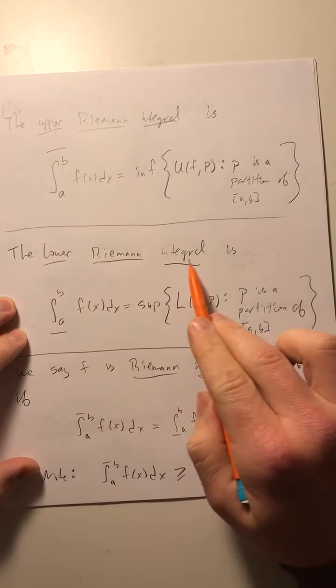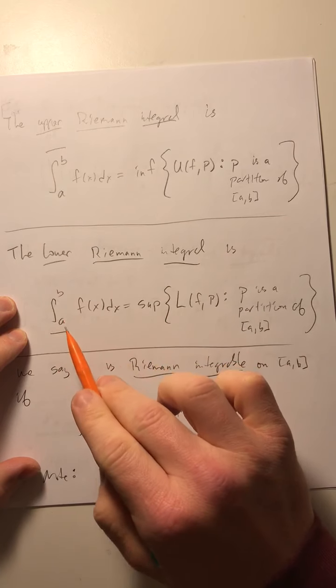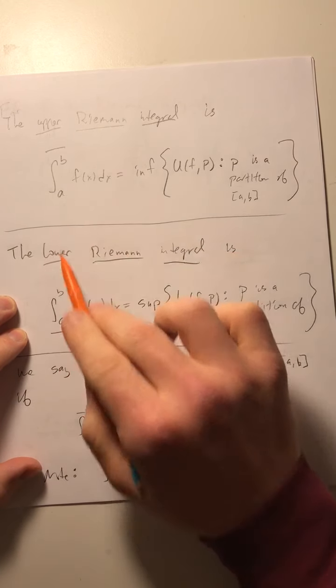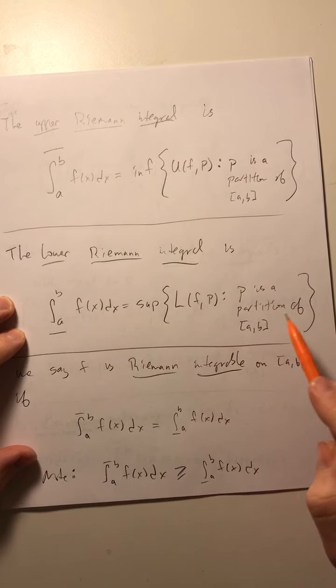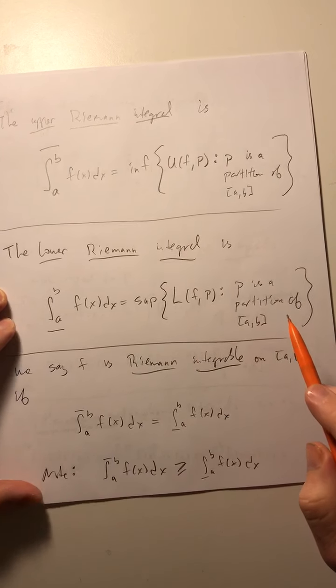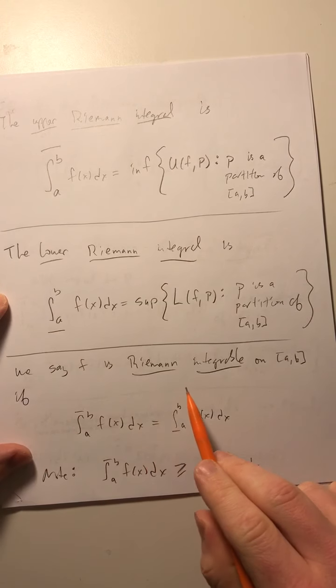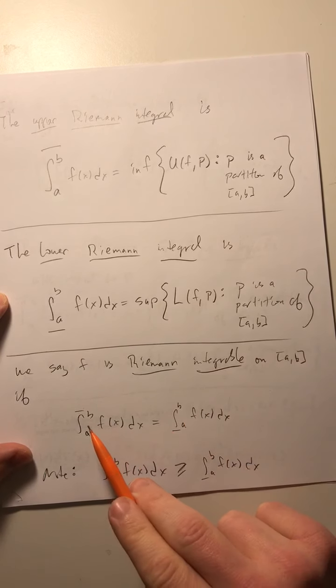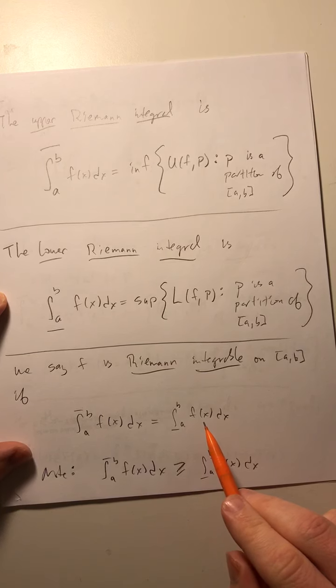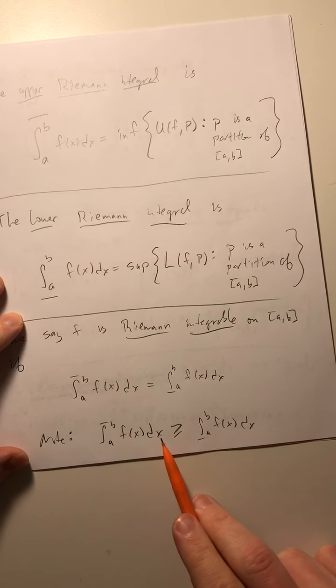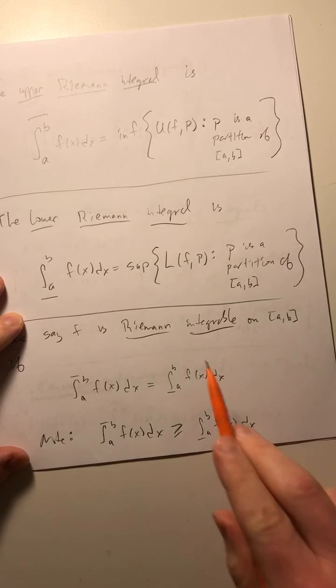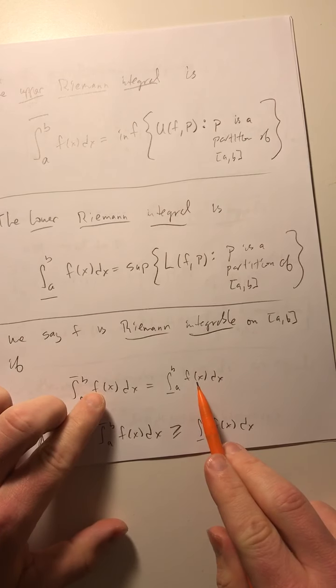The lower Riemann integral has the symbol with the bar beneath it instead of above it. It's the supremum of the lower sums. Again, the supremum is taken over all partitions. Okay? And we say the function is Riemann integrable if the upper integral equals the lower integral. Okay? So I'm going to note that the upper integral is always greater than or equal to the lower integral. So integrability means they're equal.